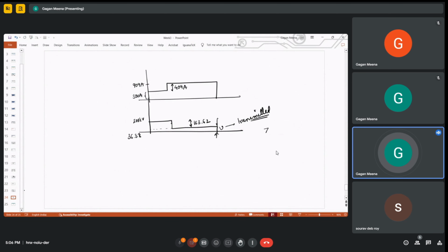It is small because Z is less than ZC. If Z is greater than ZC, then this voltage will be more. The transmitted current will reduce, but the voltage will increase.